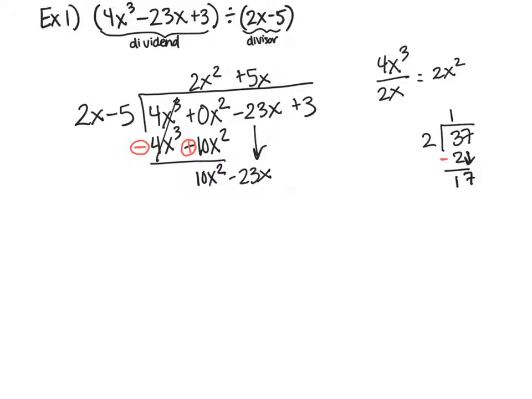So once we put the number up top, you're going to say 5x times the entire binomial, and you will put the answer down here. So 5x times 2x is 10x squared. And then 5x times negative 5 is negative 25x.